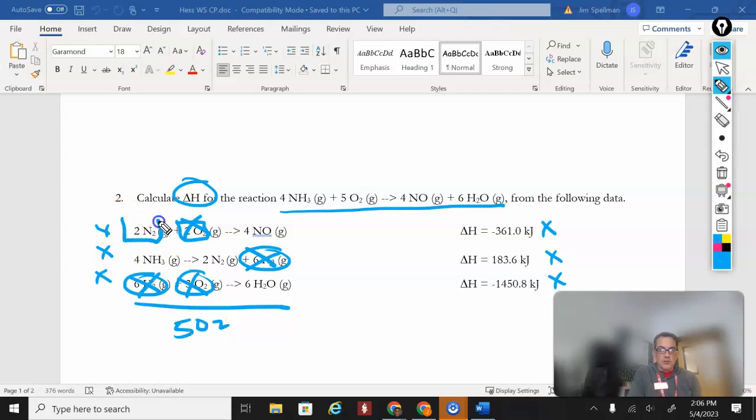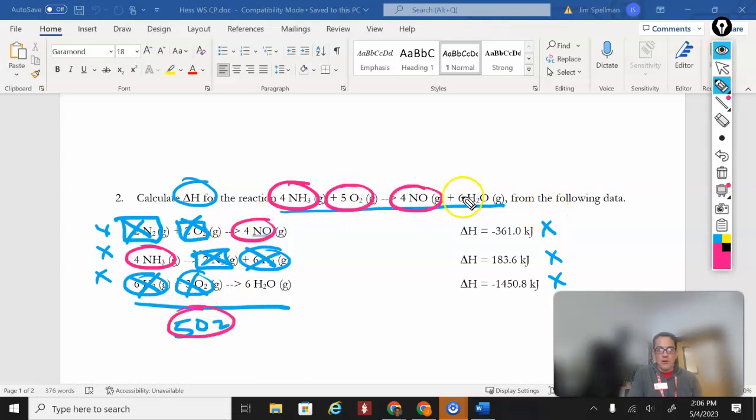You'll also notice there's 2 N2s on the left, and then there's 2 N2s on the right, which we can cancel out. And then what we're left with is 4 NH3s, which is here, 5 oxygens, which is there, 4 NOs, which are there, 6 H2Os, which is there. So in essence, these two things are equal to one another.